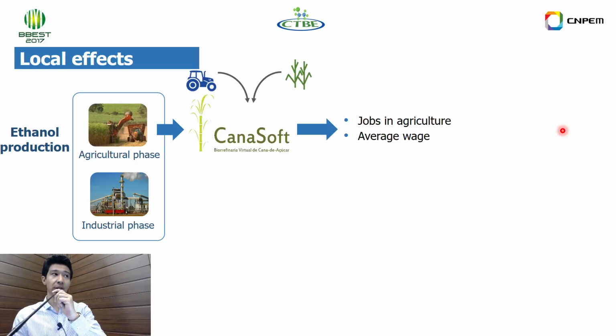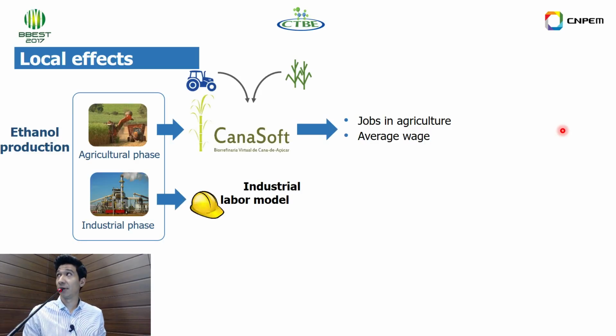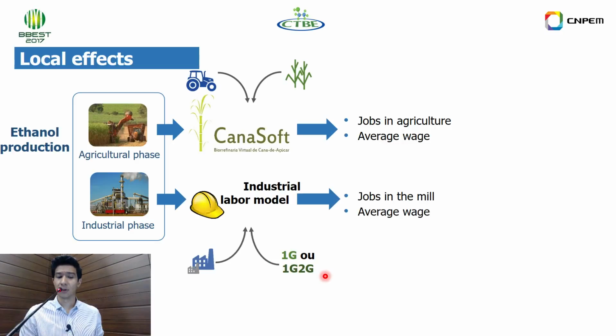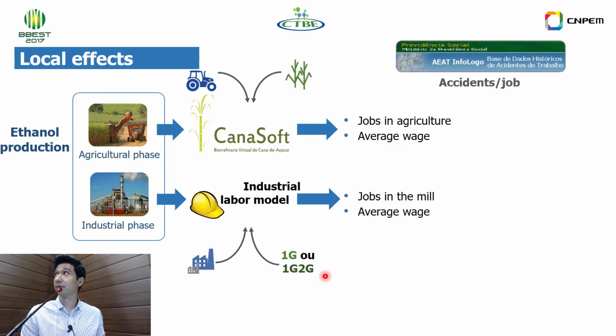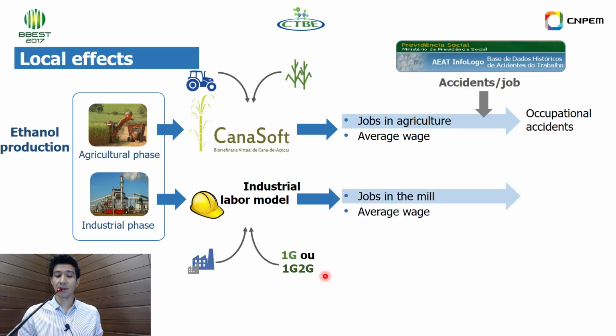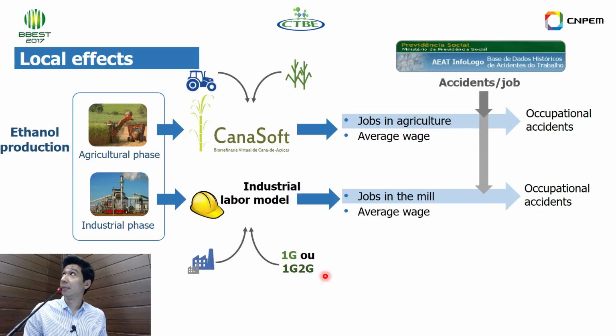We can also calculate the average wage using the same model. In the industrial phase, we have an equivalent model to calculate jobs and average wage, but varying industrial parameters and also the technology. So we can calculate local impacts in the mill. Then we can cross these results from our software with official databases, for example the database from the Ministry of Social Security, and get the occupational accidents we would expect from that difference in agricultural and industrial scenarios.